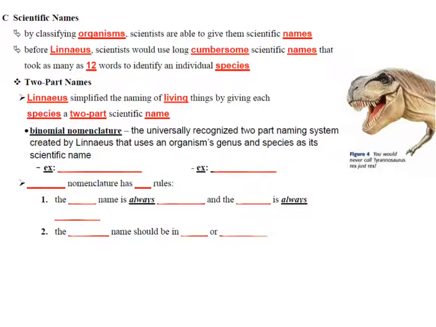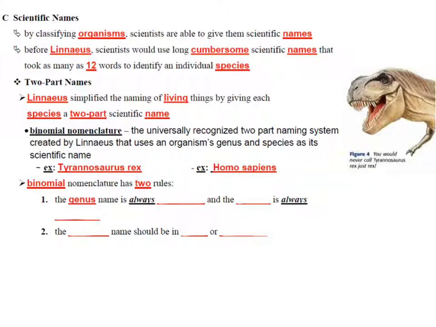So, for example, we have a famous scientific name, Tyrannosaurus rex. Tyrannosaurus here would be the genus. Rex is the species of this particular organism. There's a picture of it over here on the right. And then also a famous scientific name is Homo sapiens, and this is the genus and species for human beings, for mankind, Homo sapiens. So, binomial nomenclature has 2 basic rules that have to be followed.